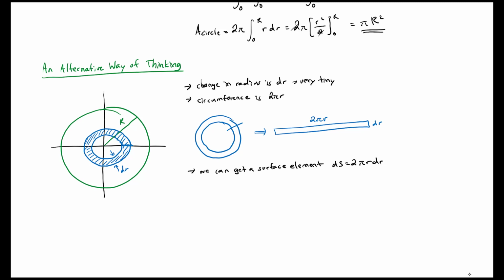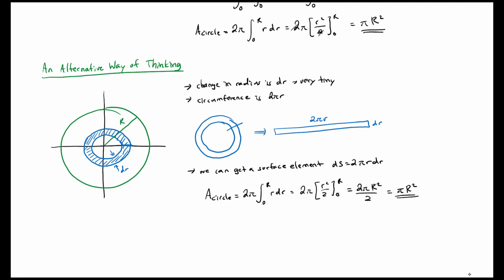And then we don't even need double integrals. We can just calculate the area of a circle is equal to 2 pi times the integral from 0 to R of r dr. This is 2 pi r squared over 2 from 0 to R. And we have 2 pi R squared divided by 2. And this is pi R squared.